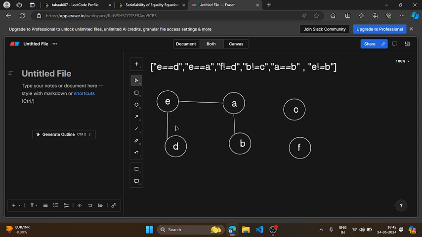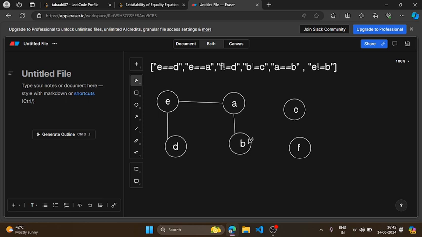So I have just connected both the nodes. Now when we come to the second equation, E is equal to E again, right? So I will have to connect E with the node A. So here also I have connected E with A. Now let's see the another equality here. So this is A equal B. So I have connected A equal B.